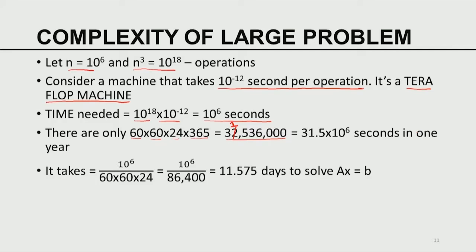So how many years or how many days does it take? Let me start all over again. There are 60 seconds in a minute, 60 minutes in an hour, 24 hours a day. So 10 to the power of 6 divided by this fraction gives you the total number of days to complete all the 10 to the power of 6 seconds of operations on this machine, and that is equivalent to 11.57 days to solve Ax is equal to b if n is a million.